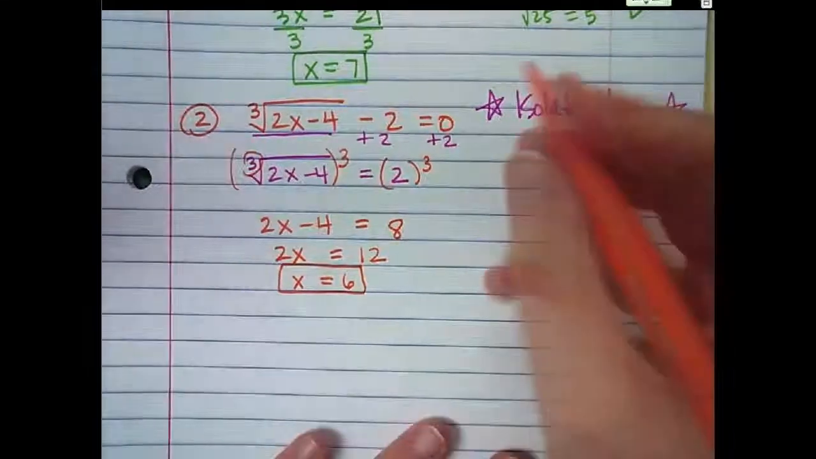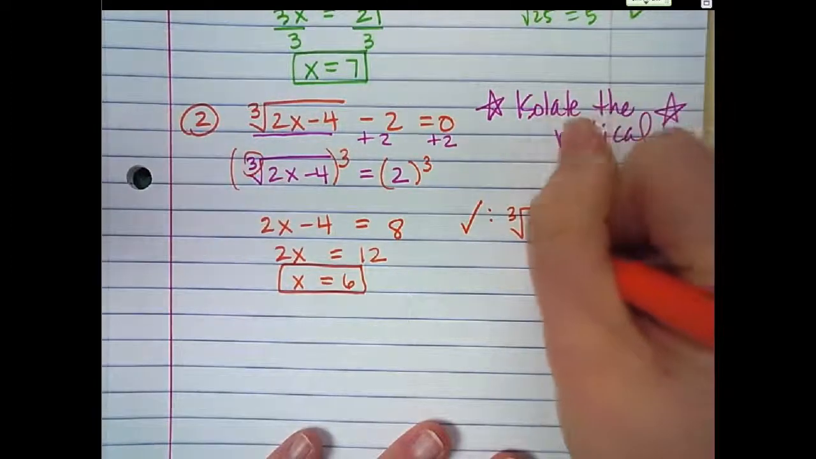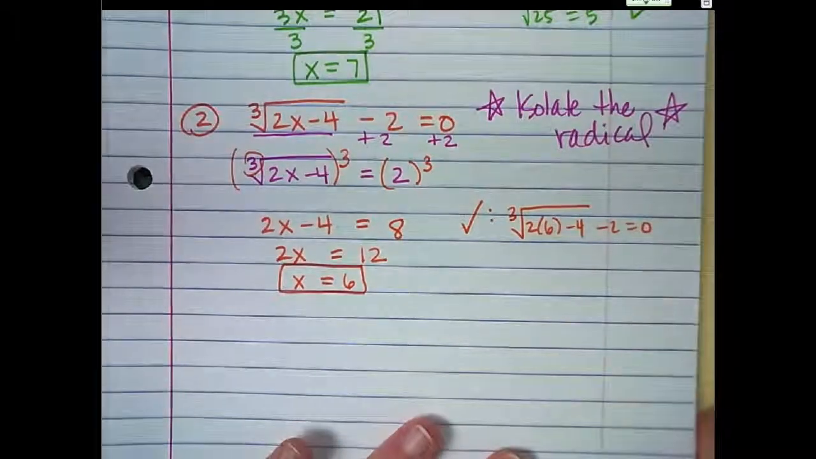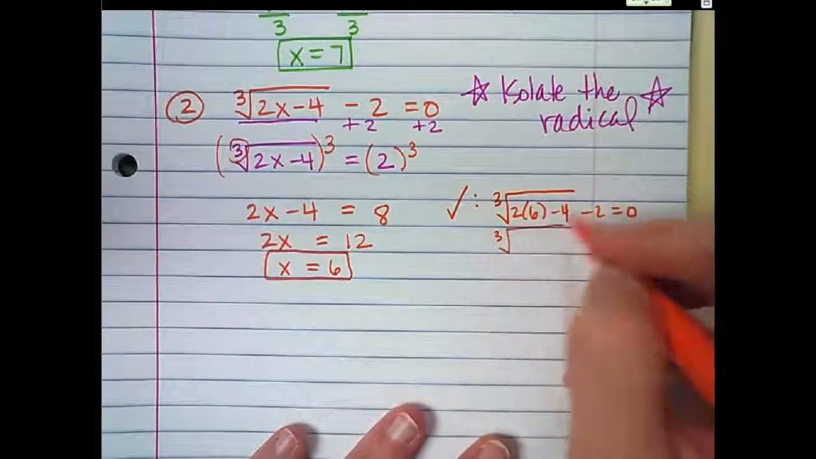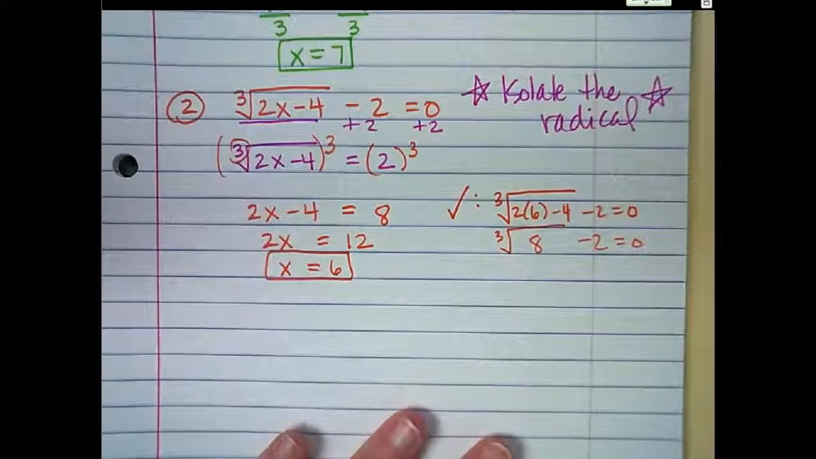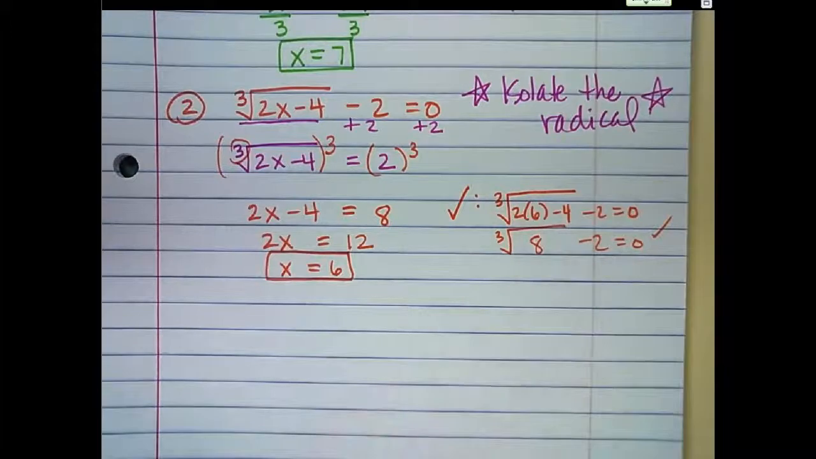And then check it. So I just usually come up to the side and I plug it back in. So that becomes 12 minus 4 is 8, minus 2. Does that work? Yes, it does. And that's all you have to do. You don't have to show me every single step possible here, unless you need to write it all out, that's fine.